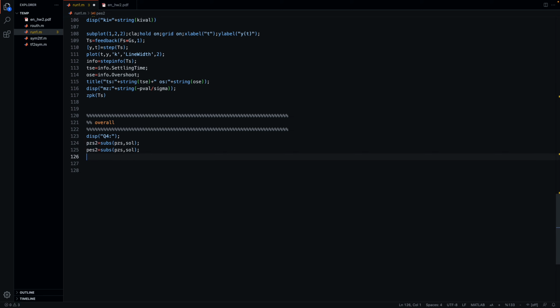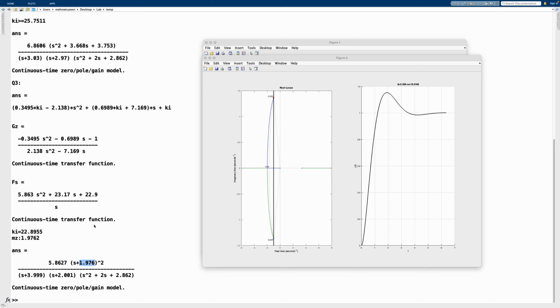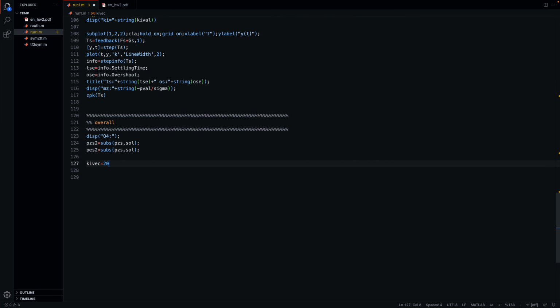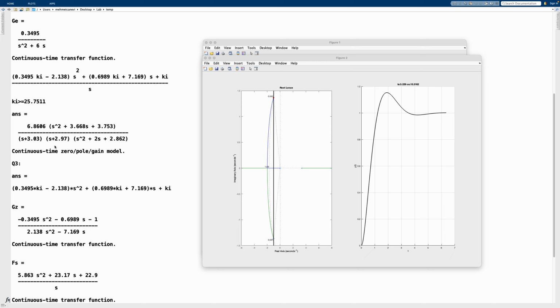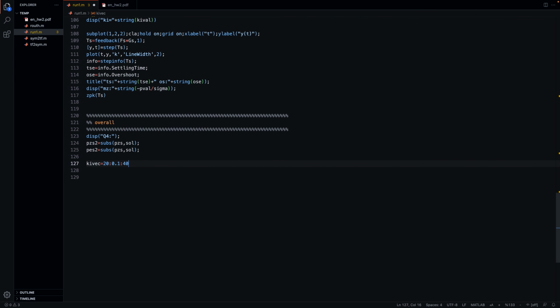So what I'm going to do differently is I'm going to choose a Ki vector here, but I'm going to use these Ki values. I have 22.89 here and then 25 something here. So let me just use 20 for the lower bound and 0.1 increments. Since it's 25, maybe we should use 30 or 40, something like that, as an upper bound. And what I'm going to do is I'm going to create some vectors. One for the dominance of the residue poles. That's going to be size Ki vec. One for the zeros, and one for overall.